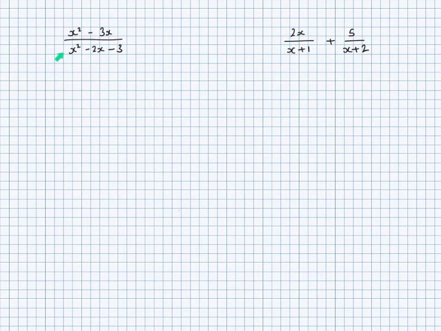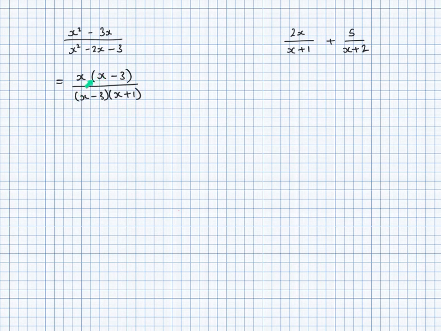To simplify this first one, we will need to rewrite the numerator and denominator in factorized form and then work from there. So the top would become x times x take away 3, and the denominator becomes x take away 3 times x plus 1. Now I can see that there's a common factor of the numerator and denominator, and these will simplify.